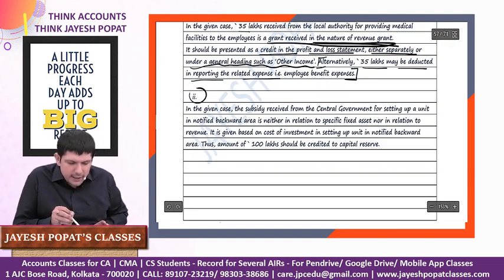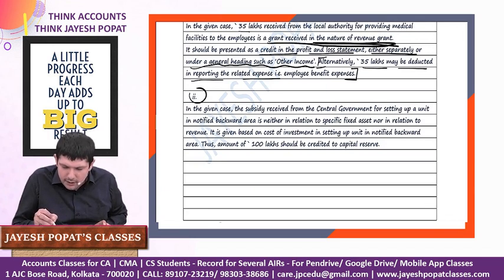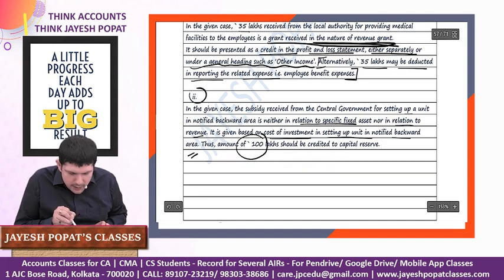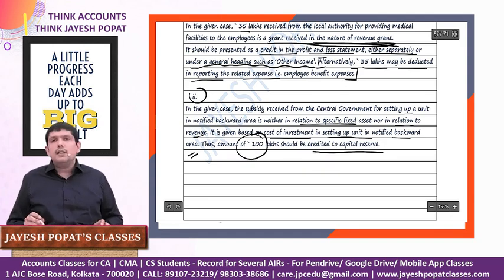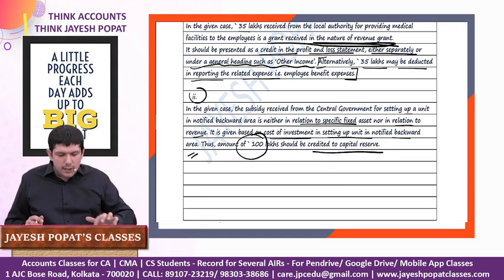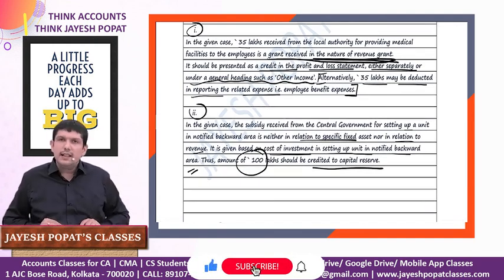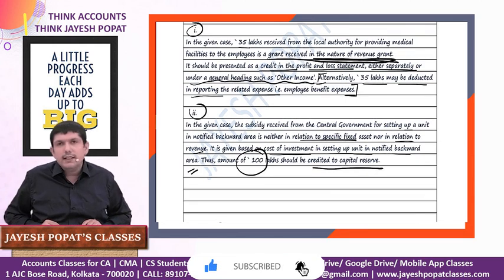Second, in the given case, the subsidy received from the central government for setting up a unit in a backward area is neither in relation to specific fixed assets nor in relation to revenue. It is given based on the cost of investment in setting up the unit in a notified backward area. Thus, rupees 100 lakh should be credited to capital reserve, because it is a grant in the nature of promoter's contribution. So by this we are done with our revision on accounting standard 12.